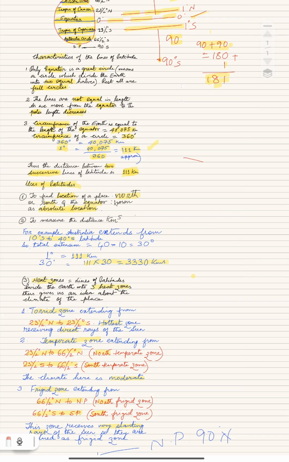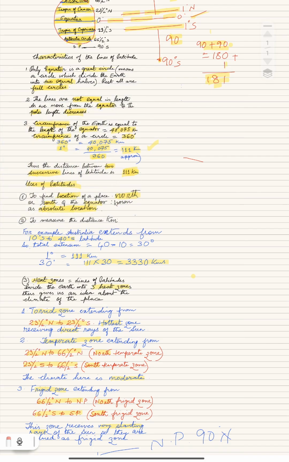Uses of latitude. First use is to find location of a place north or south of the equator, known as absolute location. Second, to measure the distance in kilometers.